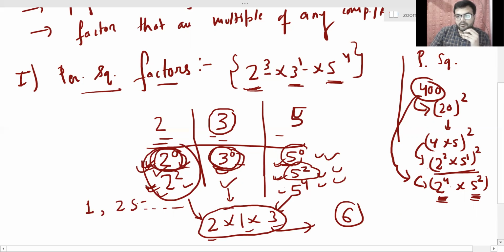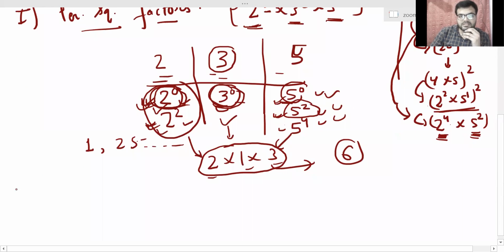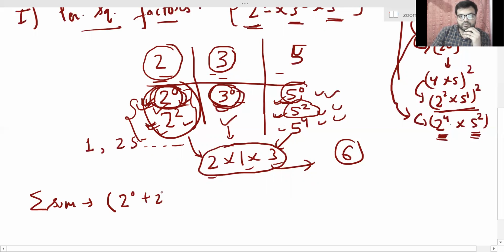Now if you have to find the sum of all these perfect square factors, that will be in the first bracket. In the case of perfect square and perfect cube factors, finding the sum is very easy. Just take the first column, which is for 2. In the first column we have two numbers, so write these two numbers and add them: 2 raised to the power 0 plus 2 square, first bracket close. Second bracket: we have only one number in the second column, which is 3 to the power 0, bracket close.